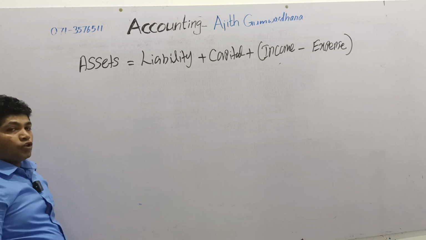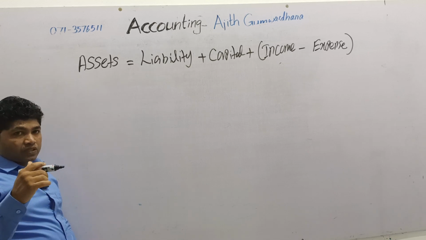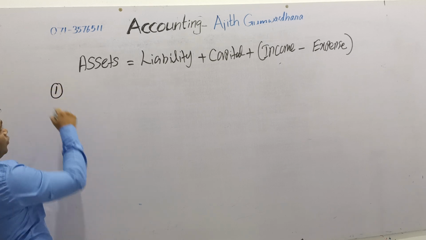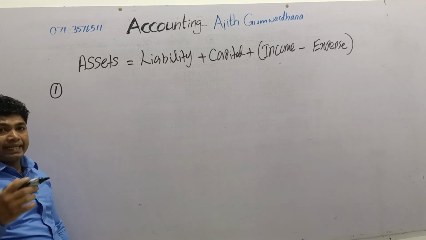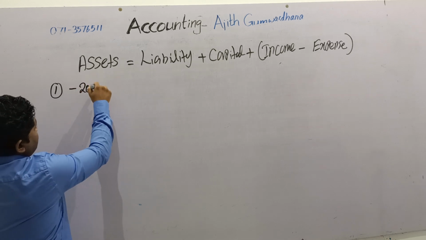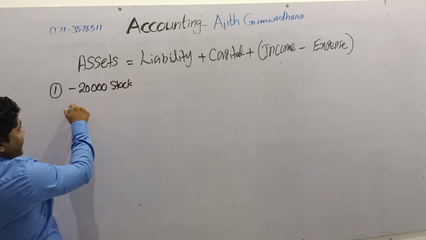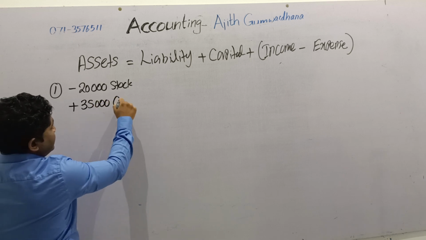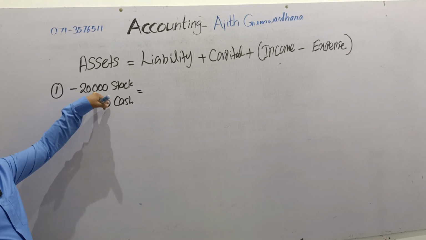Think, for example: 20,000 worth of goods was sold for 35,000 on cash. Think how to record this. Stock minus 20,000; asset minus 20,000 as stock. And cash plus 35,000; also assets increase as a cash. And the difference will equal profit 15,000.